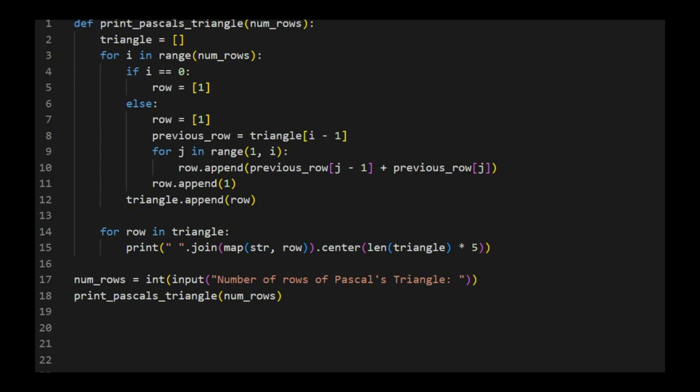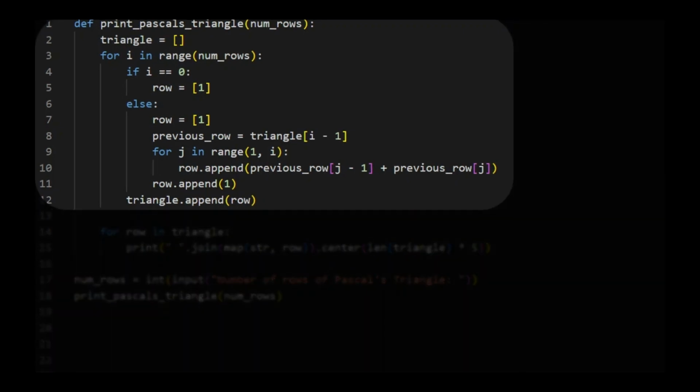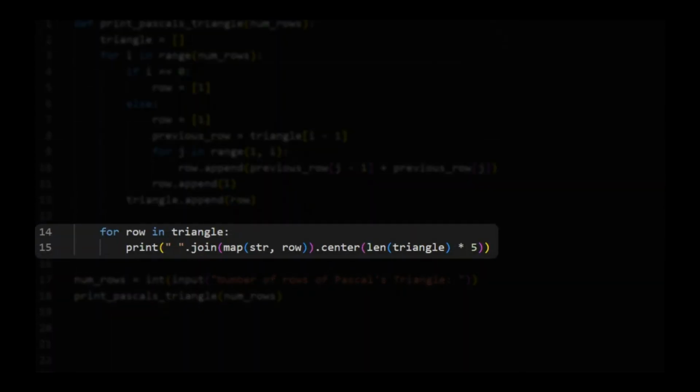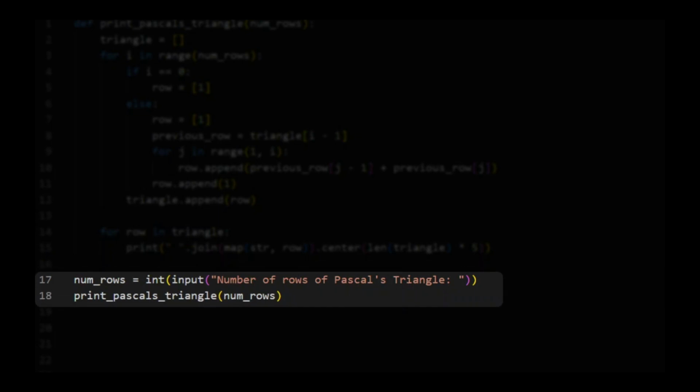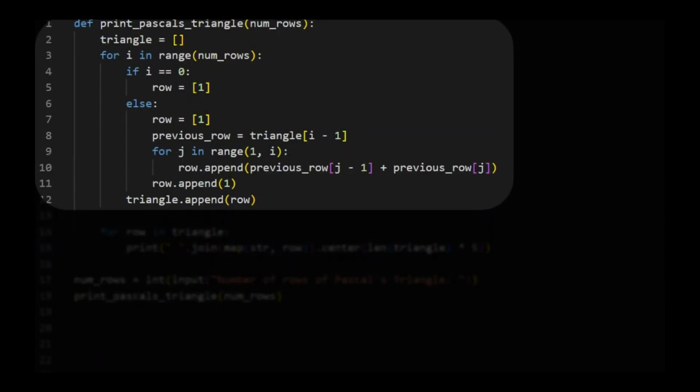This is a code for creating a Pascal's triangle. It is divided into three parts: the algorithm for making the triangle, the loops for painting the triangle like a pyramid, and the lines for getting the number of rows from a user. The other two are less important than the algorithm, so let's focus there.